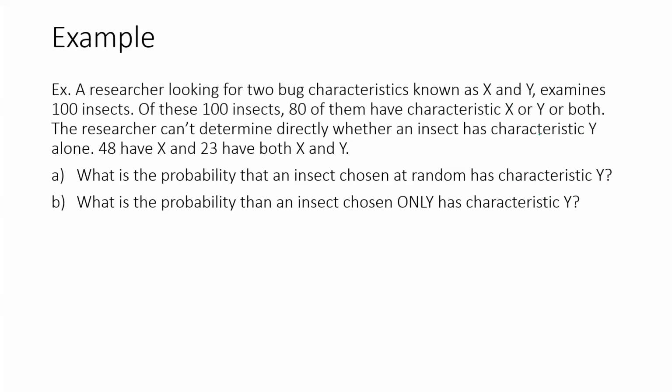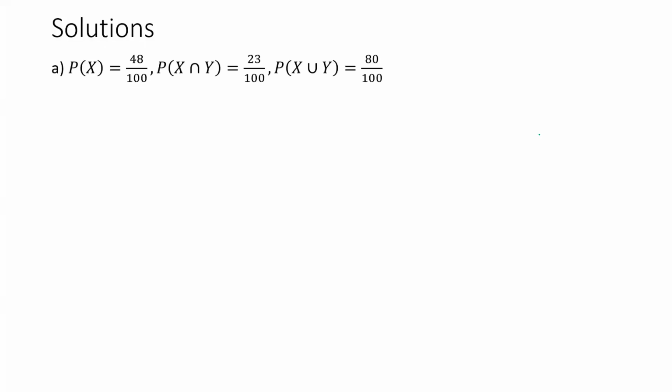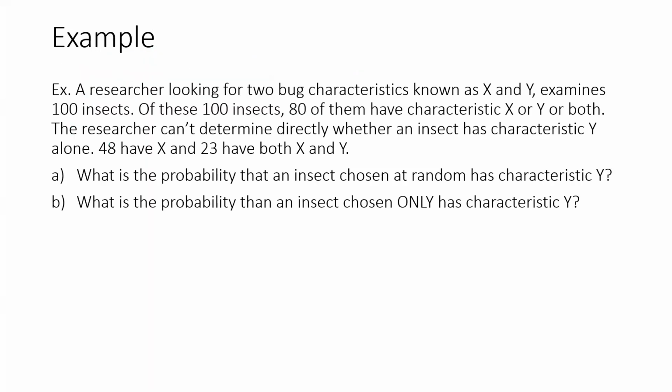So the first step, if we want to find out the probability that we have an insect that has characteristic Y, and again, they can have characteristic Y and also X, it doesn't matter, as long as we have characteristic Y at some point. That's what we're interested in right now. So what do we know so far? Well, we know in the question that the probability that the insect has the characteristic X is 48 out of 100, because 48 of them have X out of the total 100, which is our sample space there.